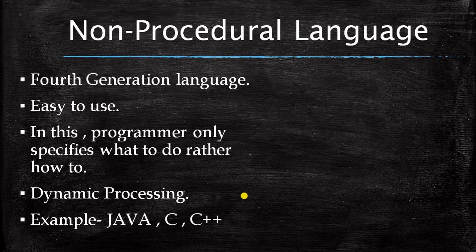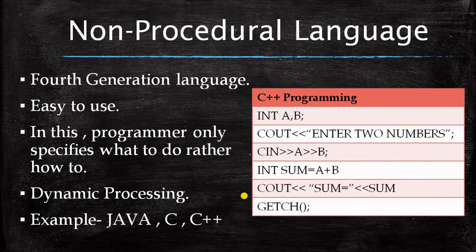Some examples are Java, C, C++. So in the procedural language, the example we saw was in COBOL programming. Here the same example we will see in C++ programming. Here two integers have been taken and one output: enter two numbers, then the user will enter two numbers, the sum will be done, and then the sum will be displayed. Okay, so it is C++ programming.